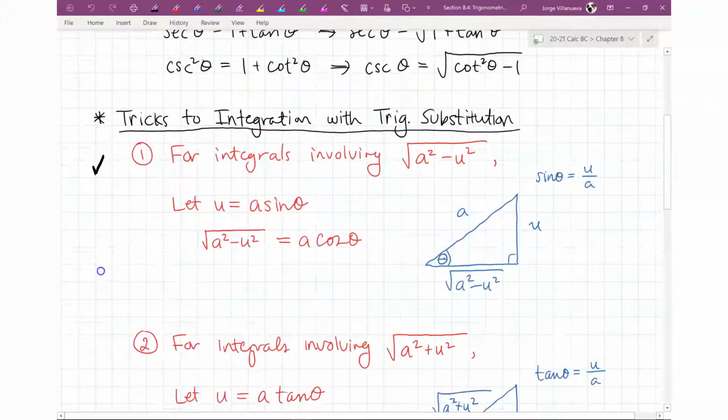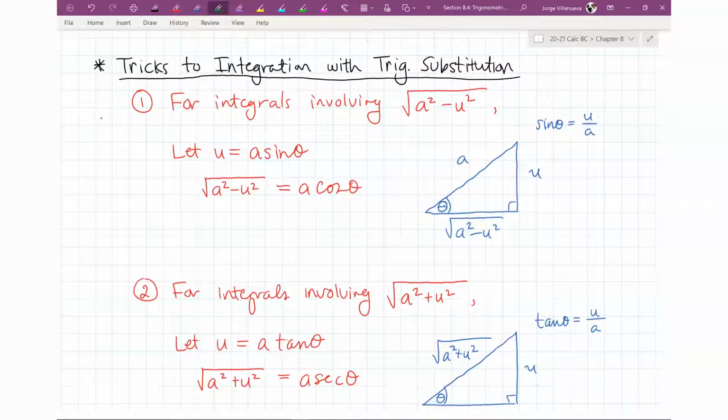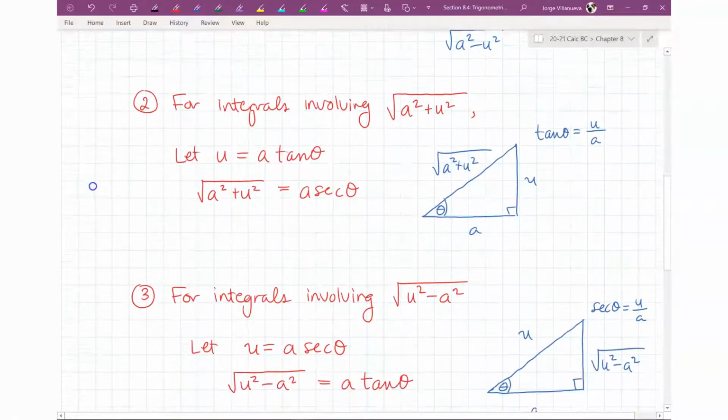I went through and showed you guys the 3 different ways that you may possibly have to do one of these problems, okay? So method number 1 is if you have a square root of a squared minus u squared, then you're going to let u equal a sine theta, and then you'll let your square root of a squared minus u squared equal a cosine theta. Second option was if you had a square root of a squared plus u squared, or u squared plus a squared, doesn't really matter since it's addition. If you had one of those, your let statement is let u equal a tangent theta, and then you let your square root of a squared plus u squared equal a secant theta.